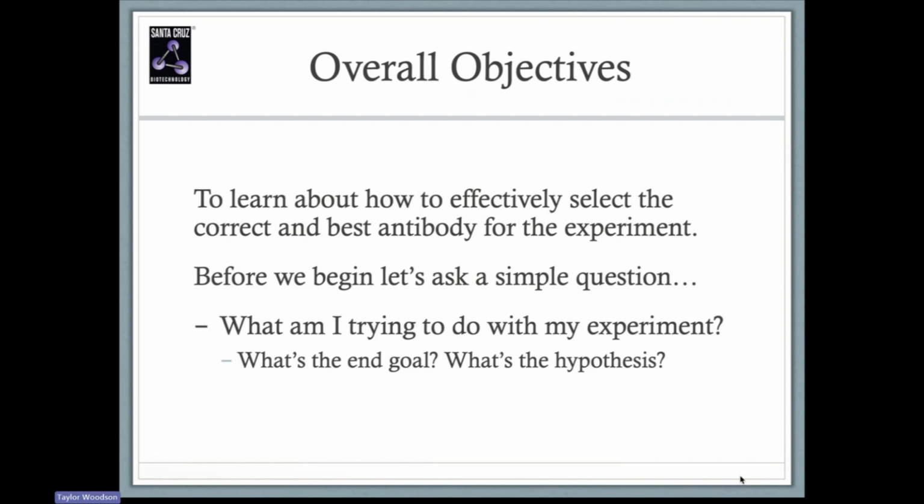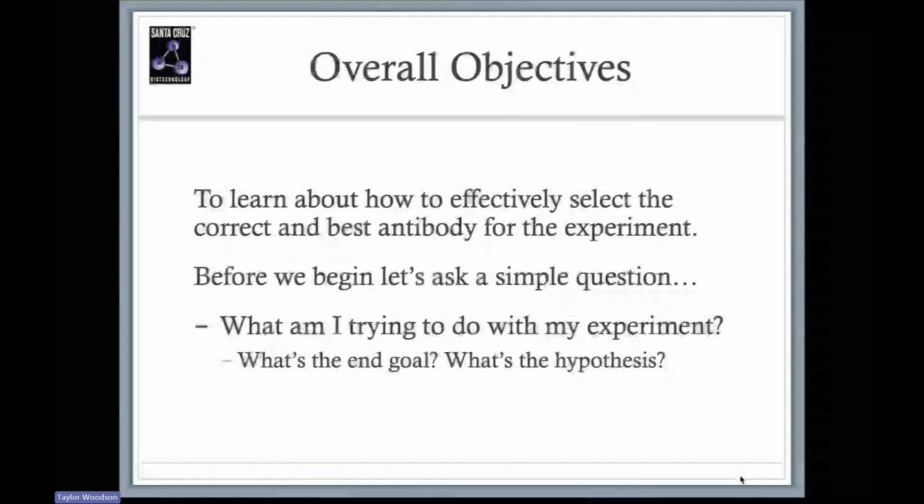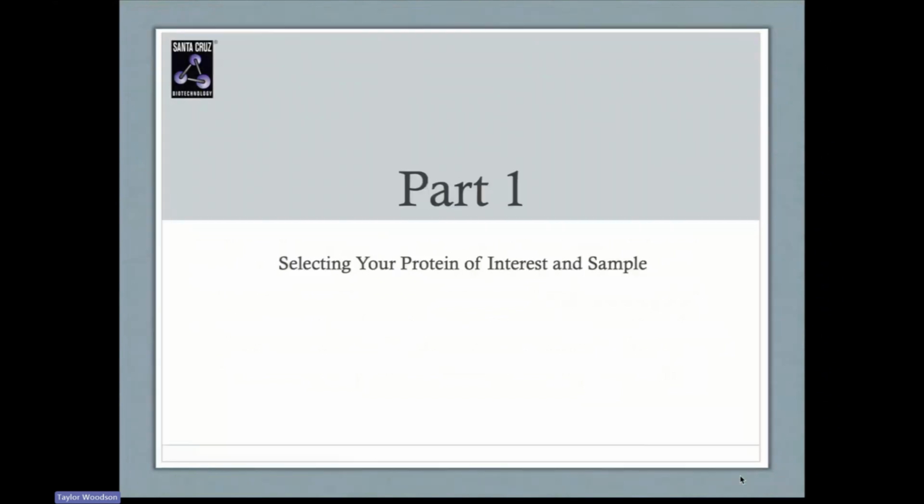I just wanted to put that up to highlight the main objective here. Sure, it's to select an antibody, but we can't even do that unless we know what the overall objective of the research is. So let's dive into part one, which is selecting the protein of interest and the sample. This is going to lead us into selecting the antibody and some of the upcoming parts.